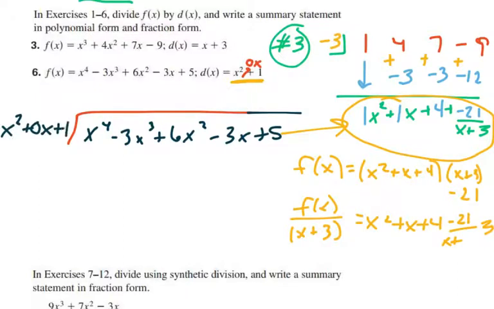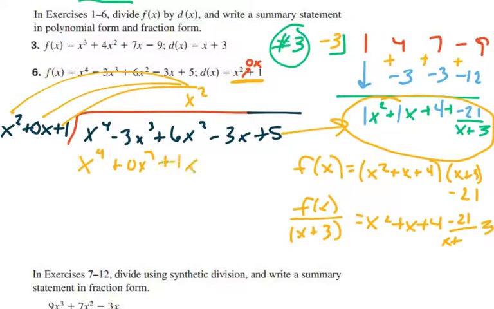So the first thing we do is figure out how to get from x squared to x to the 4th. And so we're missing an x squared in order to then be multiplied by each of these pieces. So x squared times x squared makes x to the 4th. X squared times 0 makes 0x cubed. And then x squared times 1 makes 1x squared.